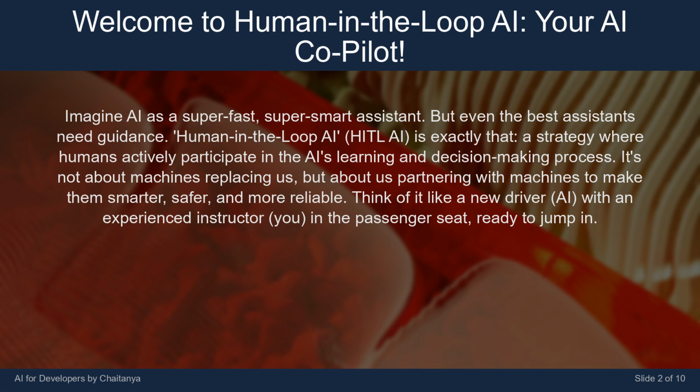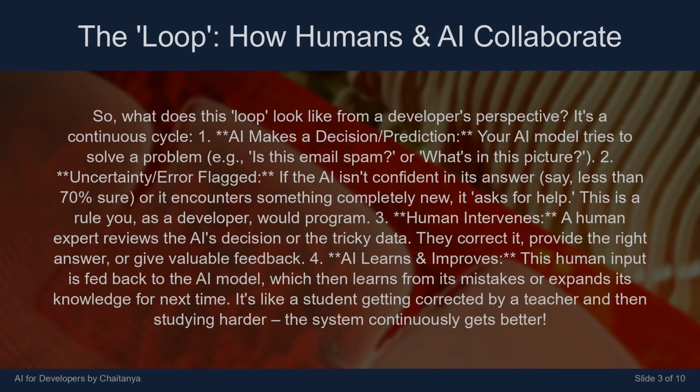Think of it like a new driver, AI, with an experienced instructor, you, in the passenger seat, ready to jump in. So, what does this loop look like from a developer's perspective? It's a continuous cycle. 1. AI makes a decision or prediction. Your AI model tries to solve a problem. E.g., is this email spam? Or, what's in this picture?